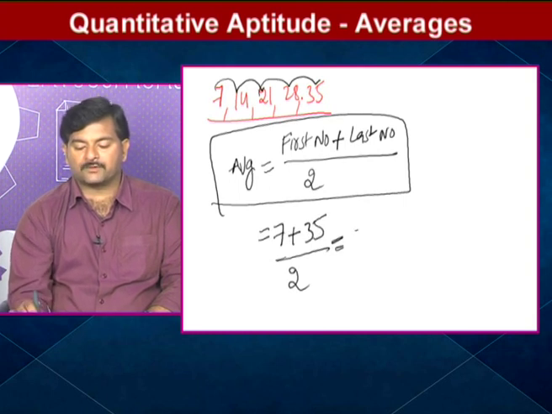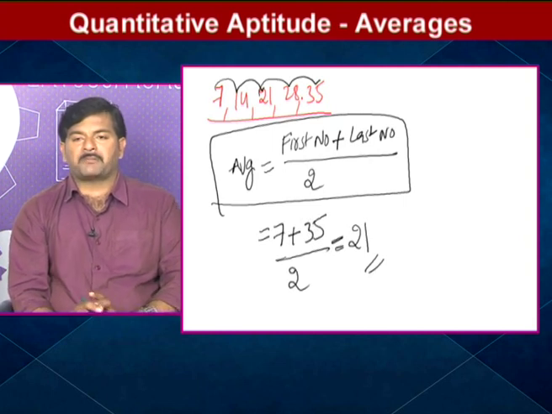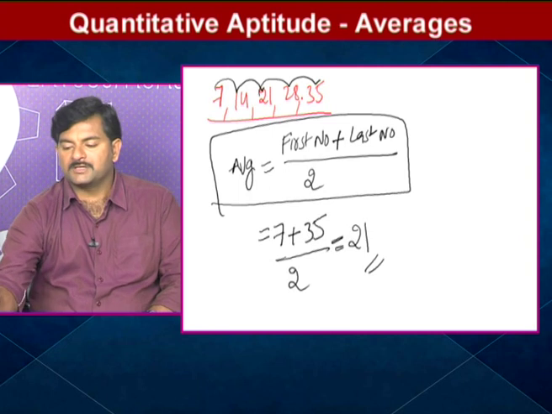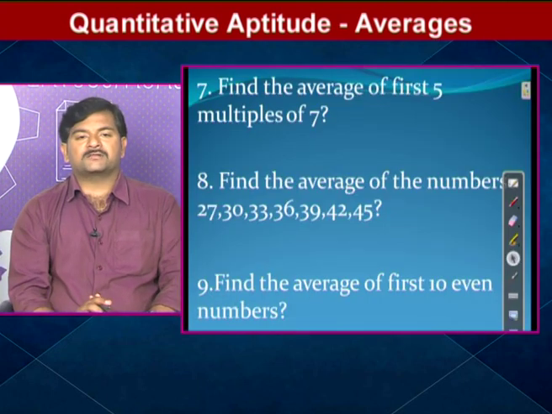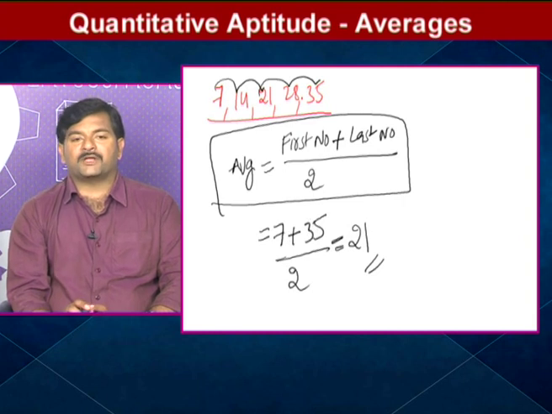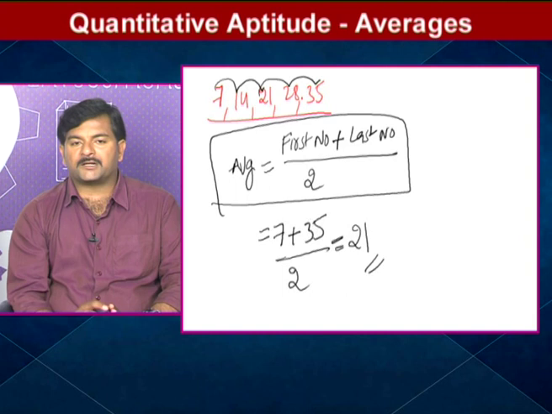So by using this way, we can find the average of all the numbers. Remember, if the given observations differ by a constant term, then average equals first number plus last number by 2. In the previous question, question number 7, what did he ask you to find? Find the average of the first 5 multiples of 7. What are the first 5 multiples of 7? 7, 14, 21, 28, 35. Can I say all these differ by a constant term? Yes.